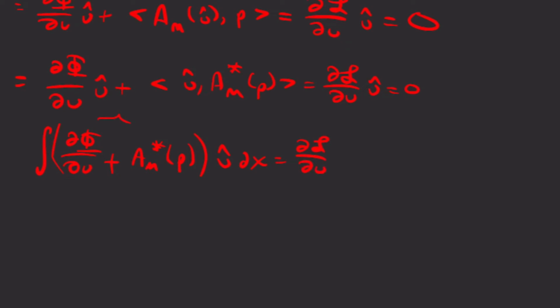equals partial Lagrangian, partial u hat, equals 0 for all u hat. That implies that the partial of the Lagrangian with respect to u, which is partial phi, partial u plus A sub m star p, is 0 pointwise, or pointwise almost everywhere, where again we're assuming that this has an L p representation, and that is why we get the adjoint.